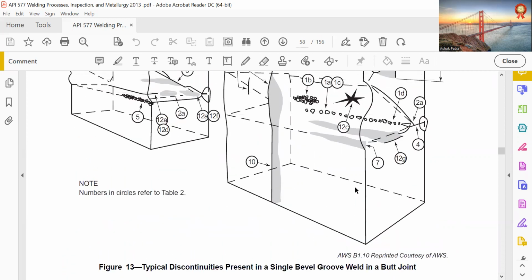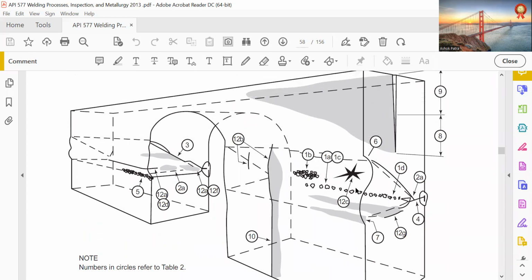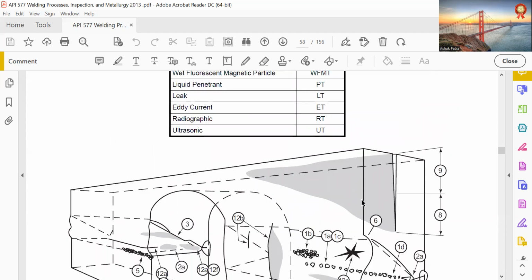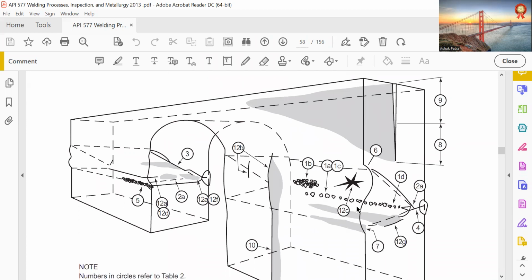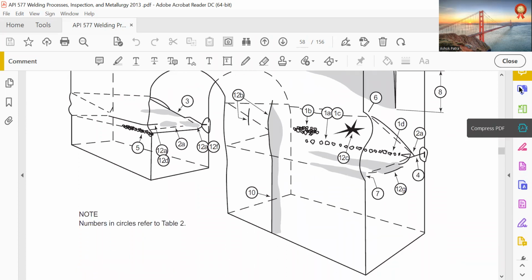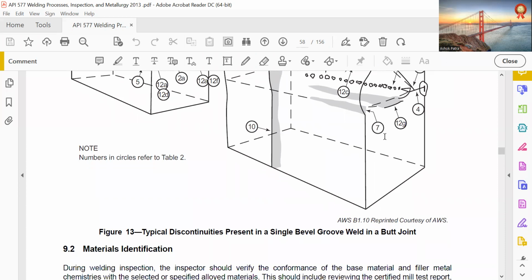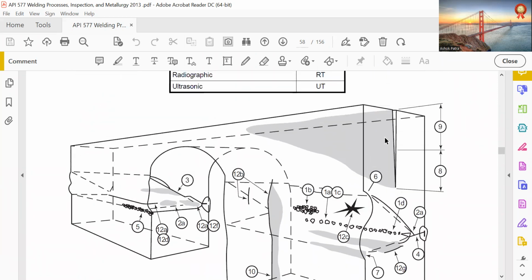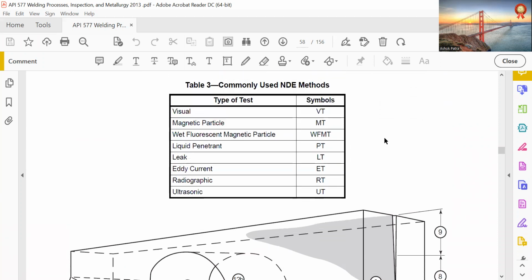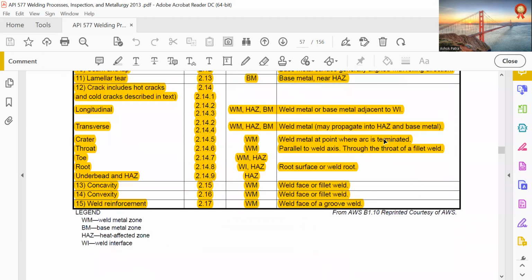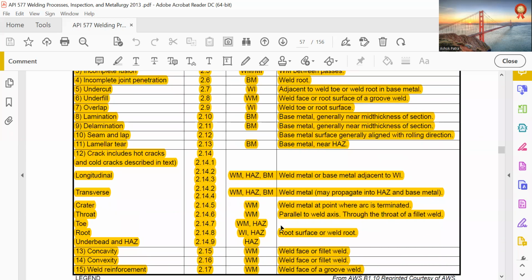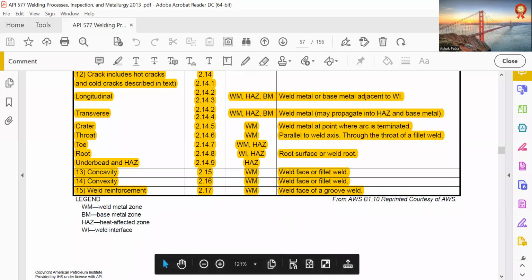So there are many defects, and this is referring to this table 2. This one can match with this.